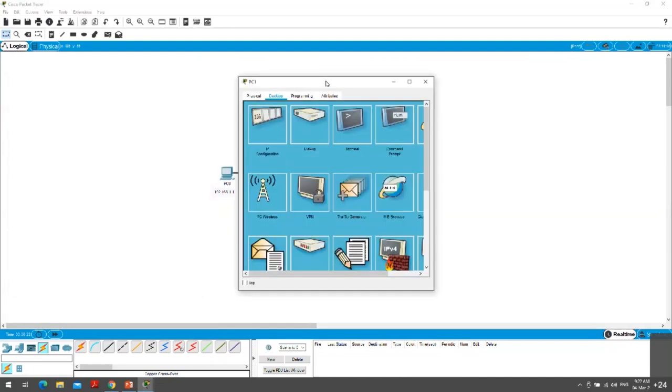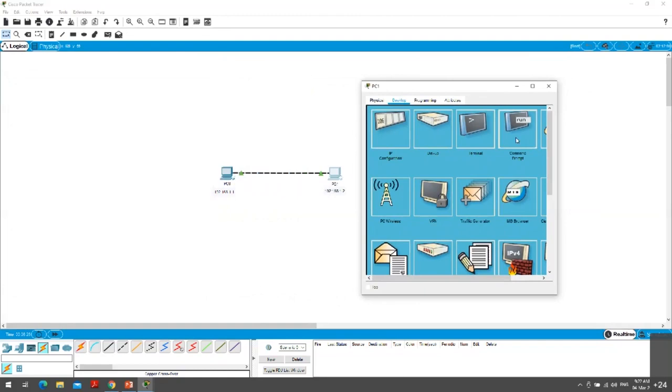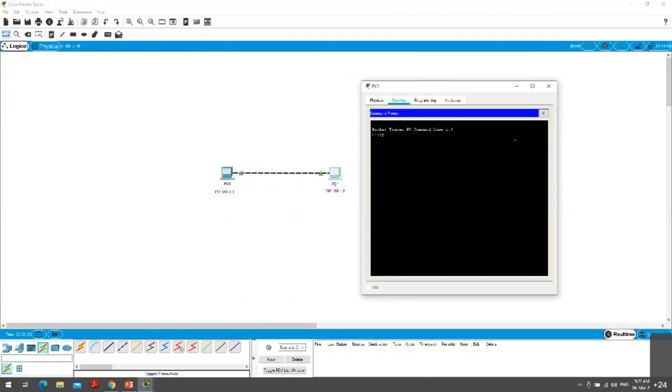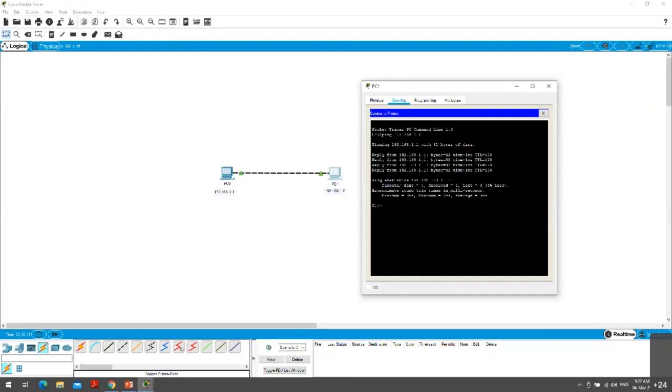Let's do the other way. Command prompt, ping 192.168.1.1. Let's ping there. You just managed to ping to this PC. So the network is perfect. You just created a simple peer-to-peer network.